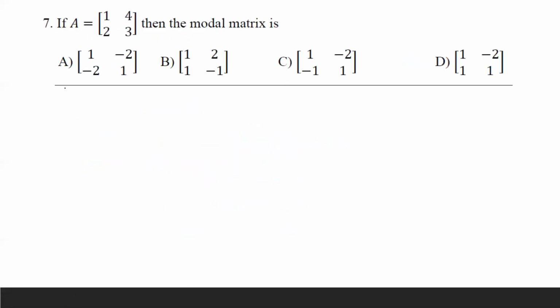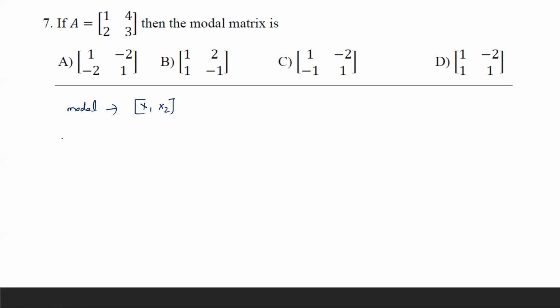Next, if you look at this matrix, you are given a matrix capital A, and you are asked to find the modal matrix. Remember, the modal matrix is the matrix which consists of eigenvectors as its columns, right? Because it is a 2 by 2 matrix, we'll get 2 eigenvalues, and corresponding to those 2 eigenvalues, we'll get 2 eigenvectors. If we represent those 2 eigenvectors as columns, this matrix we call the modal matrix.